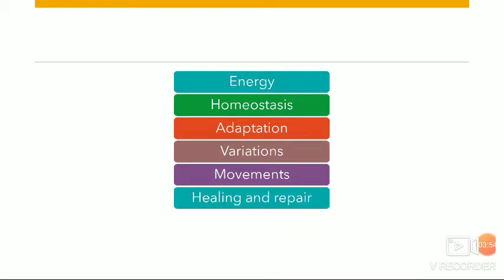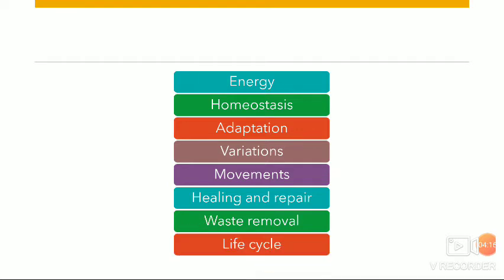Then healing and repair. They can heal and repair their body. They can remove their waste as they metabolize. Different types of waste are produced, which are removed from their body by different processes. Then life cycle. They have a specific life cycle. They take birth, then they grow, then there are different stages of life, and ultimately it leads to death. So this is the characteristic of living beings.